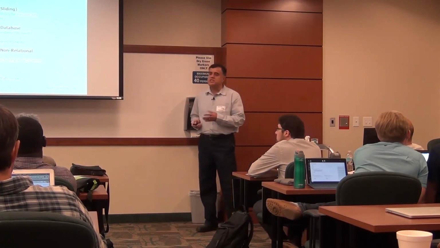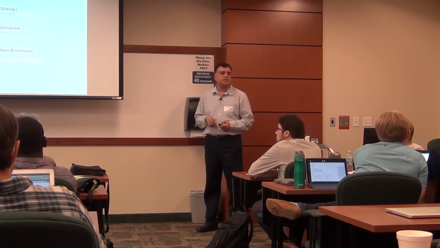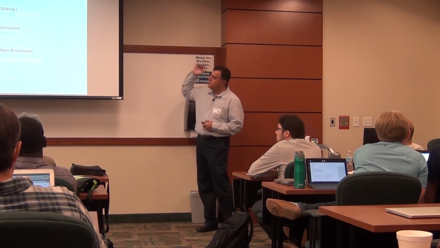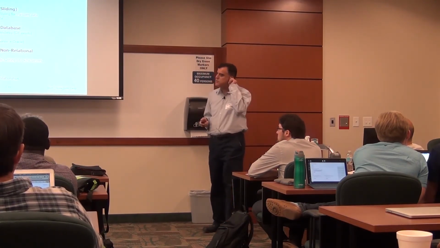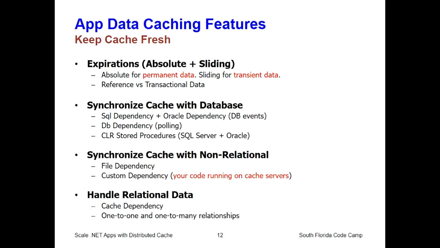So when you do application data caching, how do you keep the cache fresh? This is really, really important. There are different ways that you can cache. Expirations, almost all caches support expirations. There's an absolute expiration where you get to specify for every item how long you feel comfortable for it to stay in the cache. This could be anywhere from 15 seconds to hours, days and weeks. And that's for application data caching.